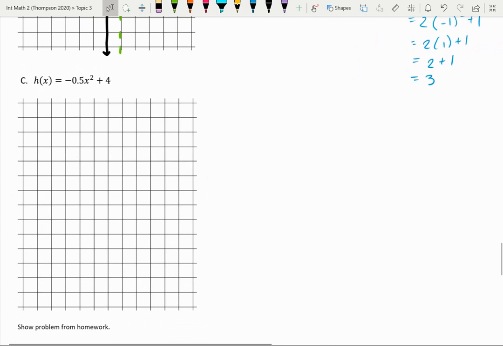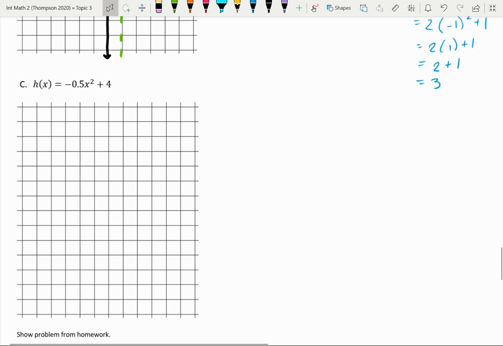Feel free to pause and take a breather if you're not ready for this one. I'm going to jump right into it. I like to write down the equation or the formula for vertex form of a quadratic right there so that I don't make any mistake.